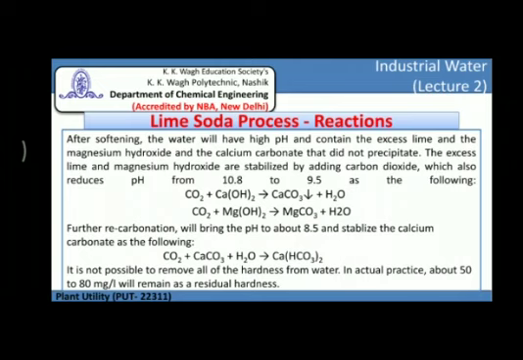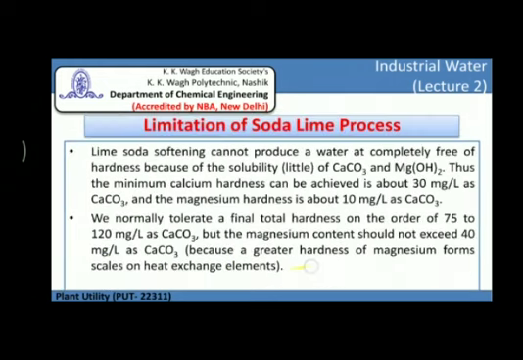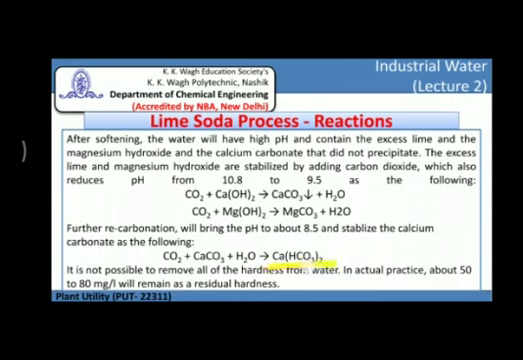Further recarbonation, meaning further addition of carbon dioxide, will bring the pH value to about 8.5 and stabilize the calcium carbonate in the reaction shown here. In this reaction, we can see carbon dioxide reacting with the calcium carbonate and the water molecule, and it forms calcium bicarbonate.